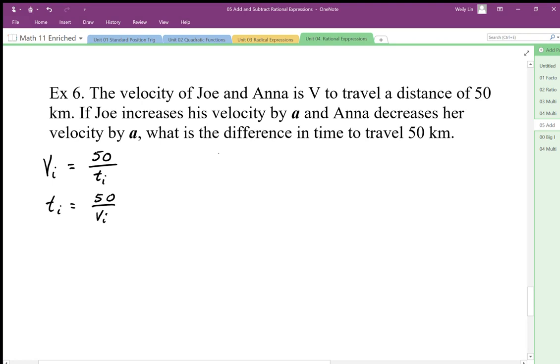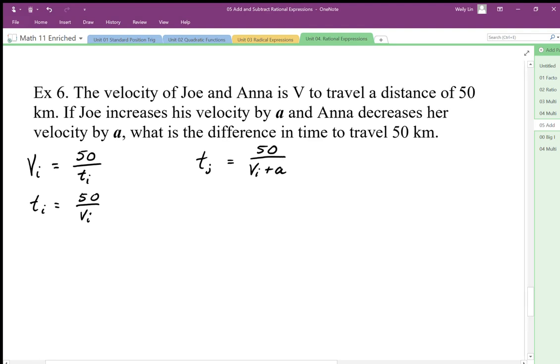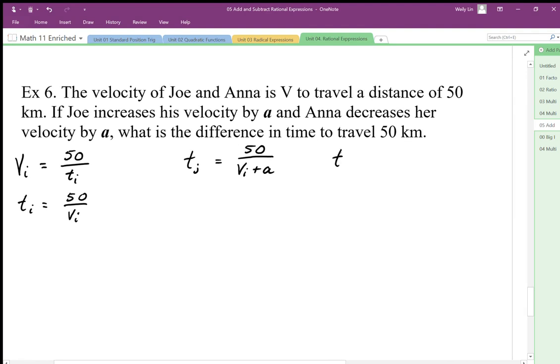So we're going to have an expression for time for Joe. The time for Joe is going to be the distance traveled over the velocity, and his velocity is going to be the initial velocity plus a. We also need an expression for the time for Anna. She's traveling the same 50 kilometers, and her velocity is now the initial velocity minus a, since she's slowing down. So those are the expressions for time for Joe and time for Anna.